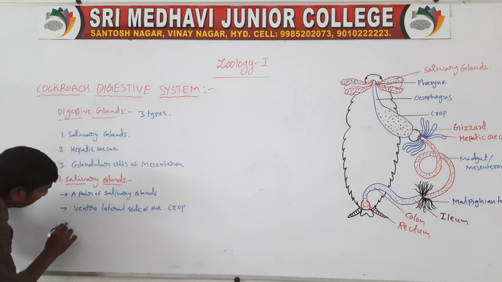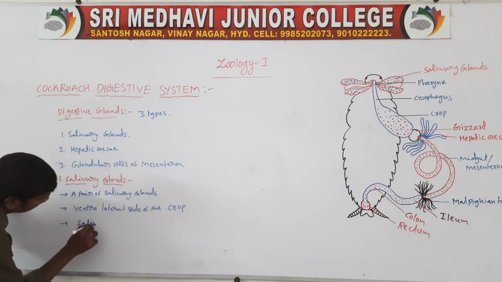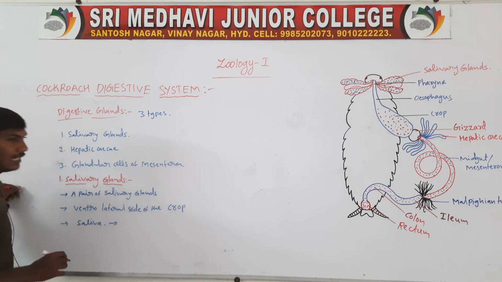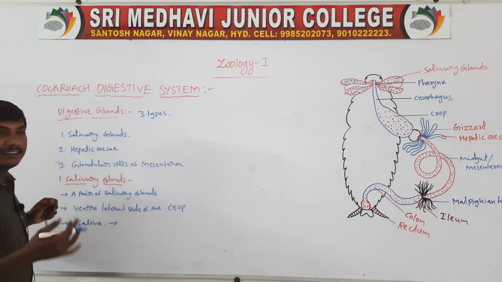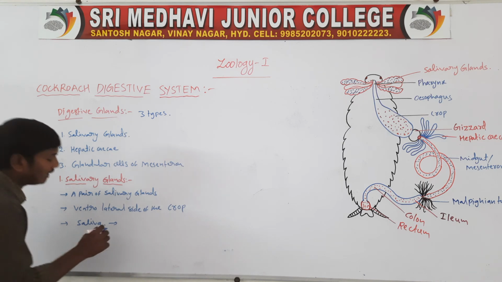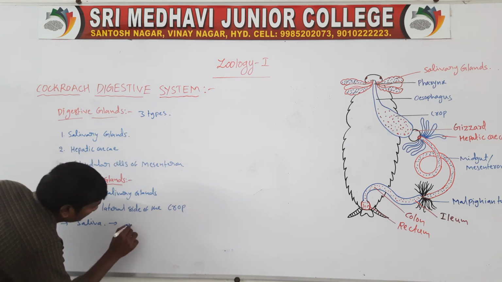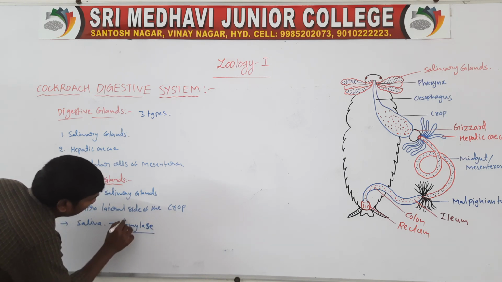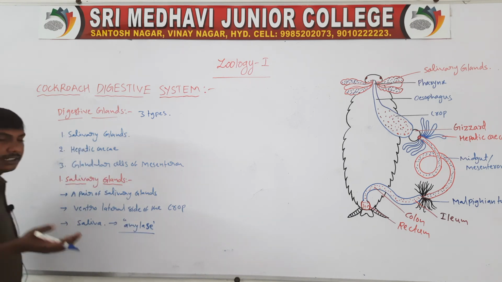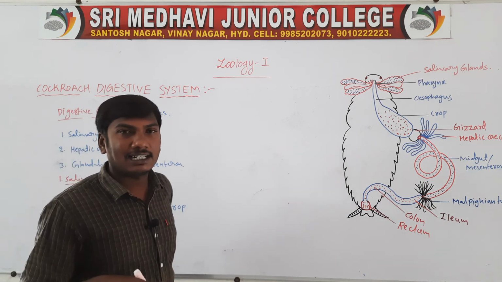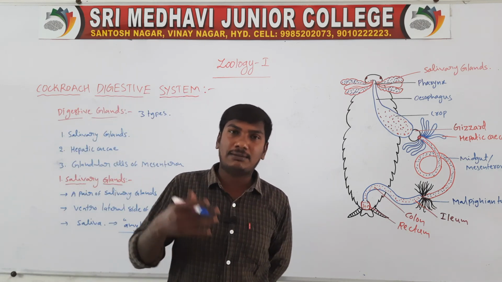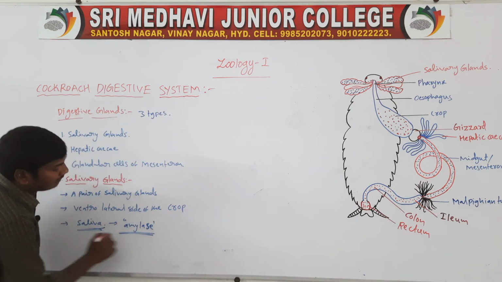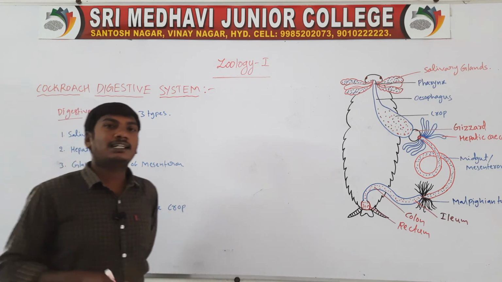The salivary glands secrete saliva. The saliva contains the starch-digesting enzyme salivary amylase. So the cockroach has a pair of salivary glands on the ventrolateral side of the crop, secreting saliva containing salivary amylase, which digests starch.